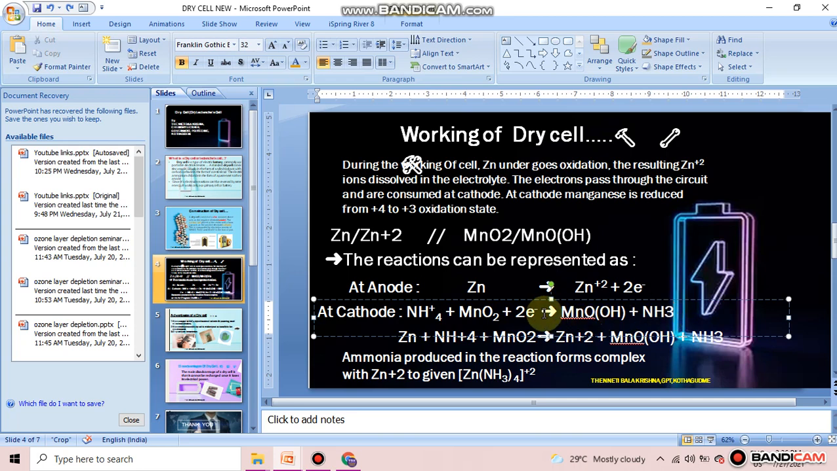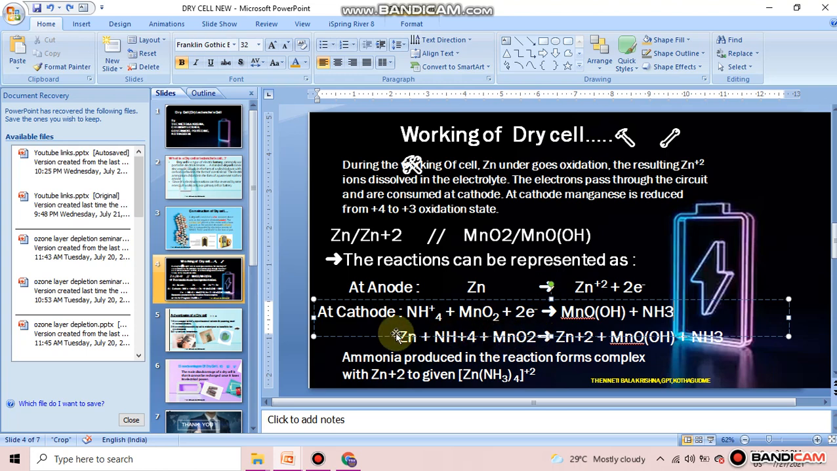NH3 is formed as a product. Is it clear? This is how to remember the equation. Here it gained 2 electrons because Mn plus 4 is converted to Mn plus 3. So it gained the 2 electrons and is converted to NH3. So one is the anodic reaction, one is the cathodic reaction.